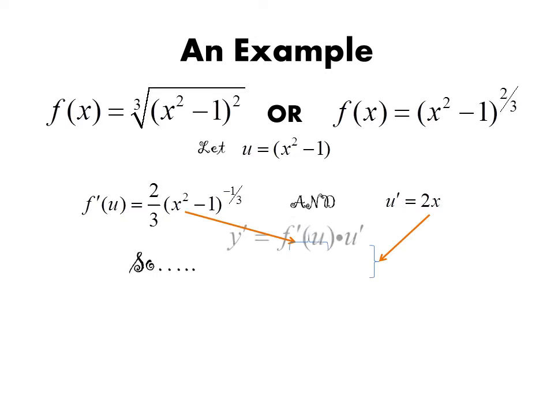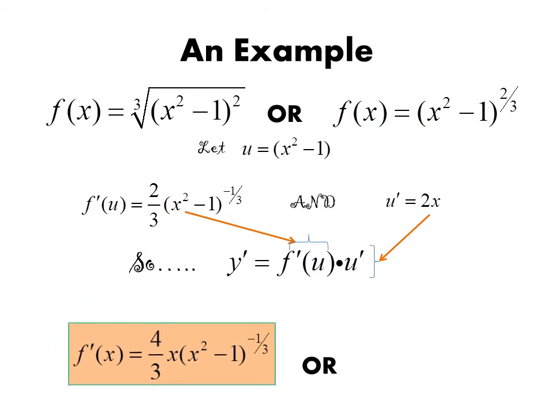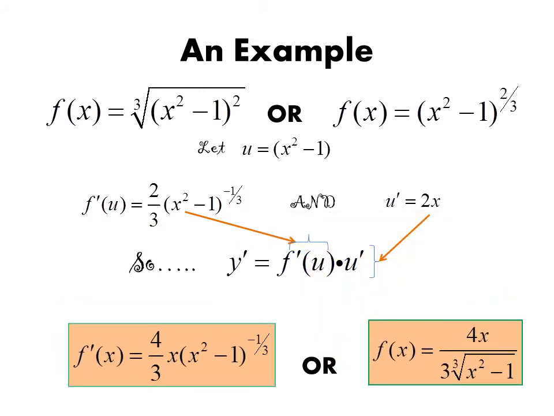We go back to our definition now, f prime of u times u prime, and I think it looks a little bit easier now because we realize that our final answer is basically going to be 2/3 times the 2x, getting us 4/3 x, times our function u to the negative 1/3 power. We also have an alternate way of saying that, right? 4x over 3 times the positive exponent cube root of x squared minus 1. Let's look at one more example.